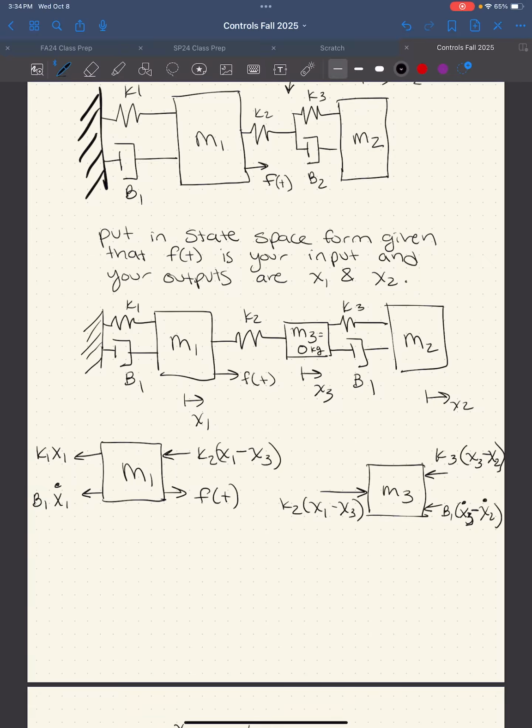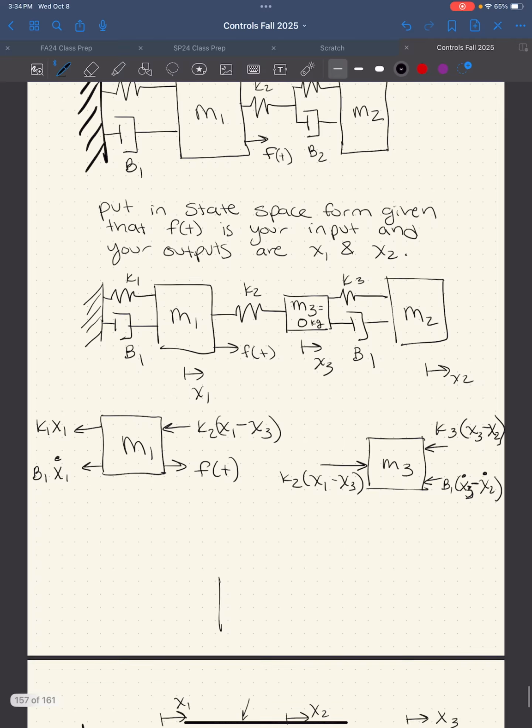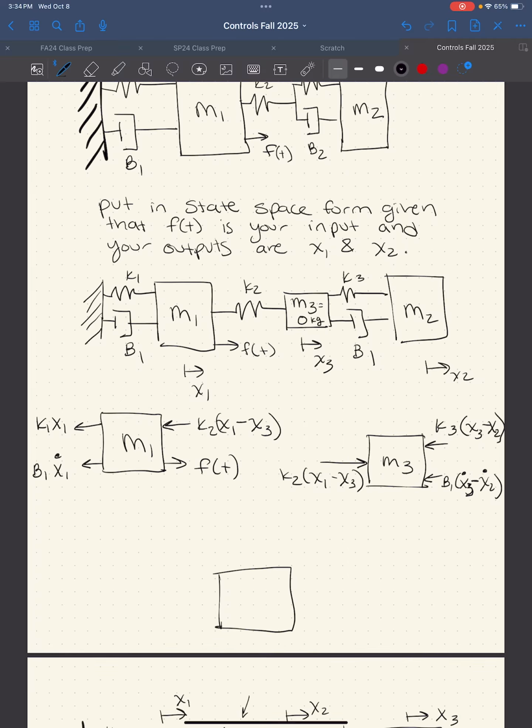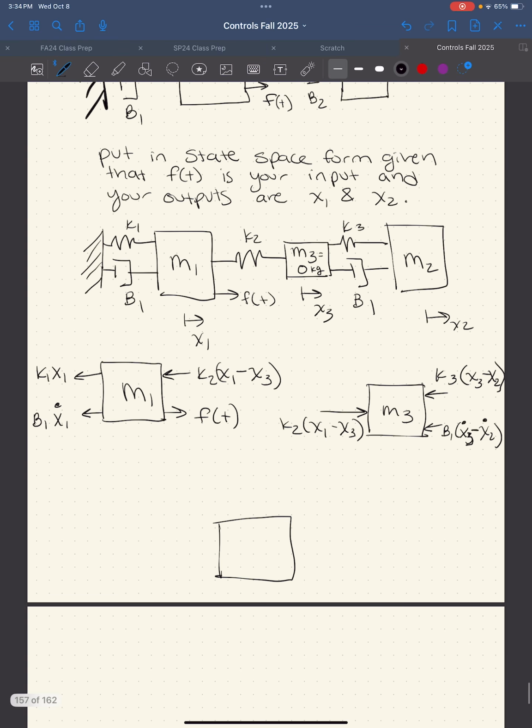Okay, and last but not least, we need the free body diagram of M2. And I'm going to need additional pages. There we go. M2 just has this spring and this damper that are equal and opposite of the way they were drawn on M3. So this is going to be K3 (x3 minus x2) and b1 (x3 dot minus x2 dot). All right, those are my free body diagrams.